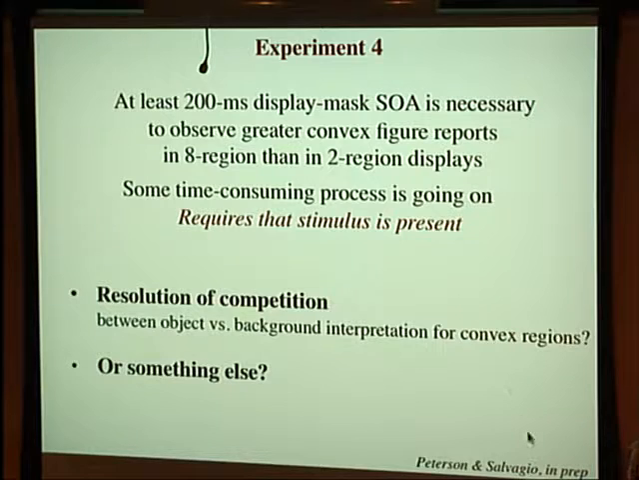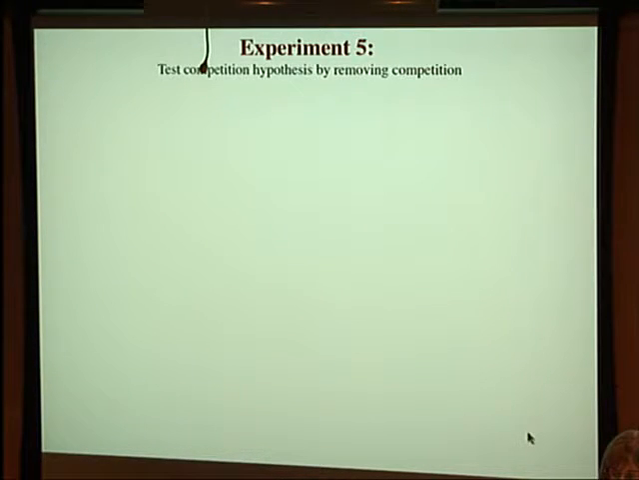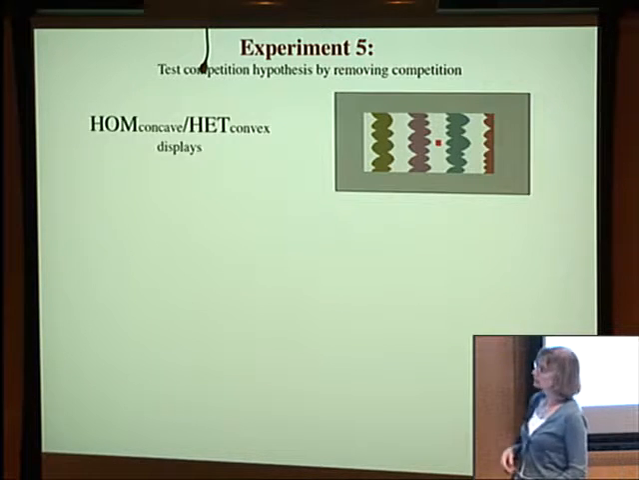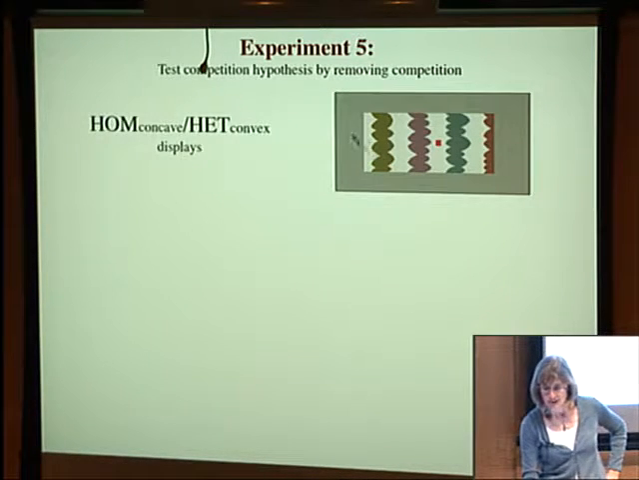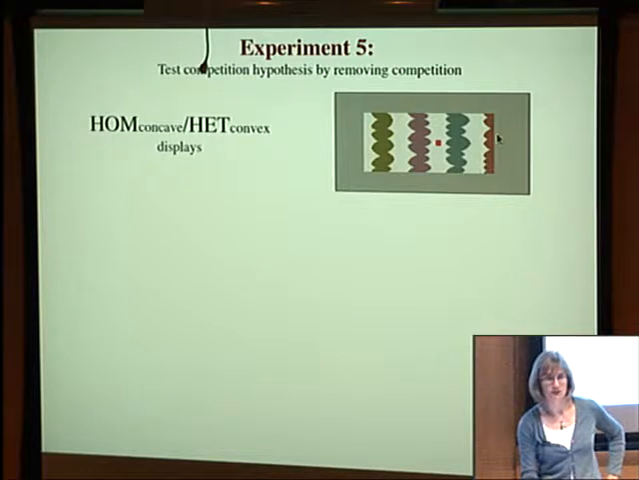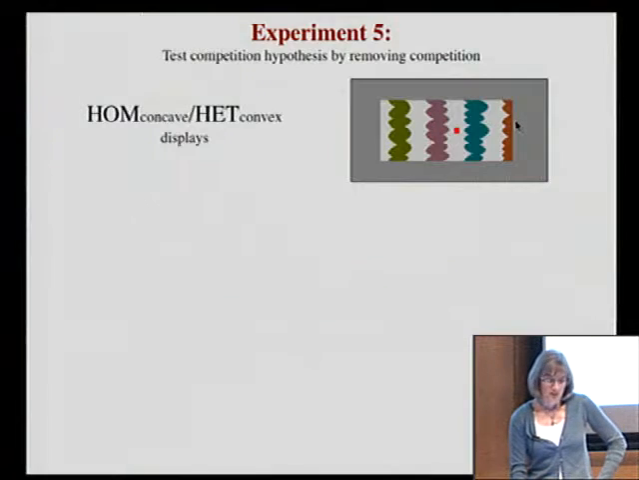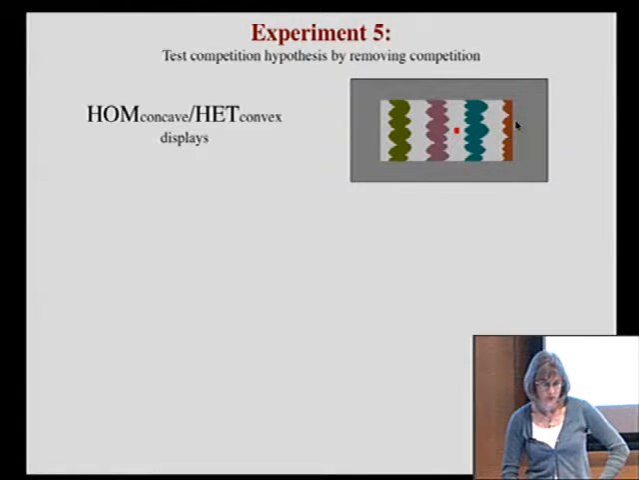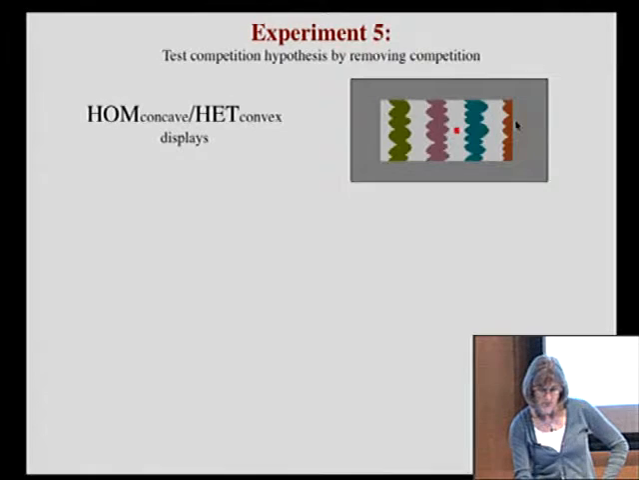So to ask whether or not there really is competition going on, we use some displays where we remove the competition for the convex regions. Here the convex regions are multicolored. They're not going to be likely to be seen as the background for the reasons I described before. And I'll show you again in the next slide, or at the bottom of this slide.